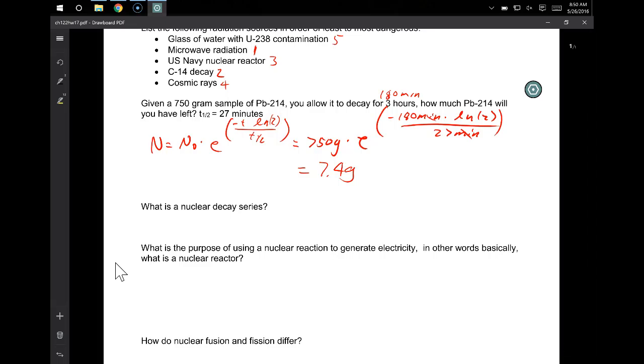Okay. How could you kind of sort of verify this? You do like the 750 half-life. Yeah, you just cut it in half again and again and again until you reached 180, adding 27 minutes each time. A little table thing.